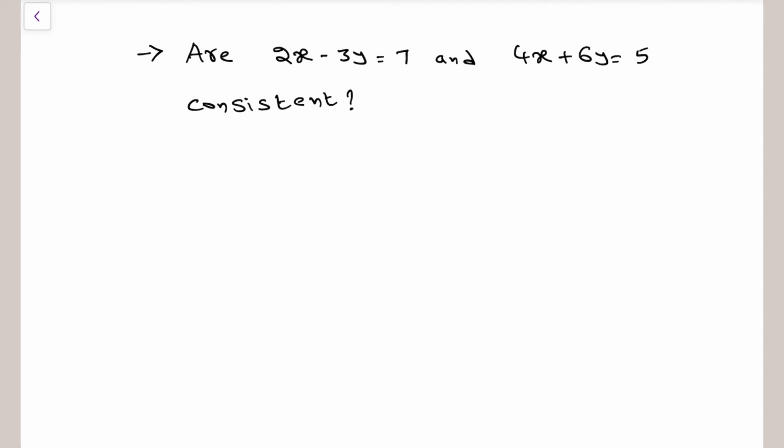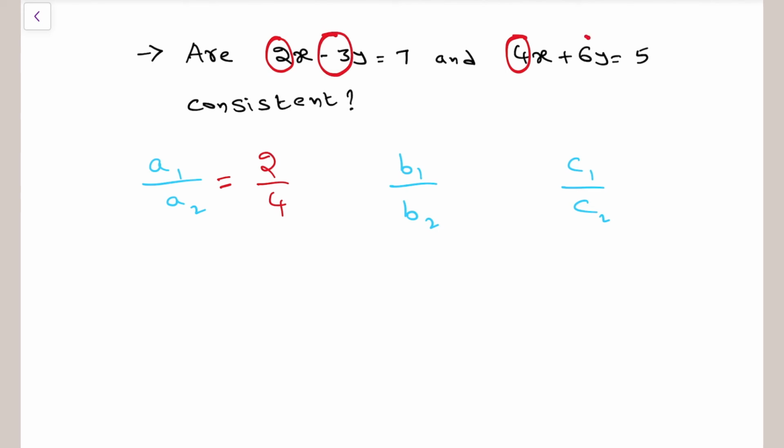2x minus 3y equals 7 and 4x plus 6y equals 5: consistent or not consistent? To check that, we need to compare the ratios a1 by a2, b1 by b2 and c1 by c2. a1 by a2, x coefficients, 2 by 4. Next, b1 by b2, y coefficients, this is minus 3, this is 6, so minus 3 divided by 6. c1 by c2, ratio of constants 7 and 5, so 7 by 5.